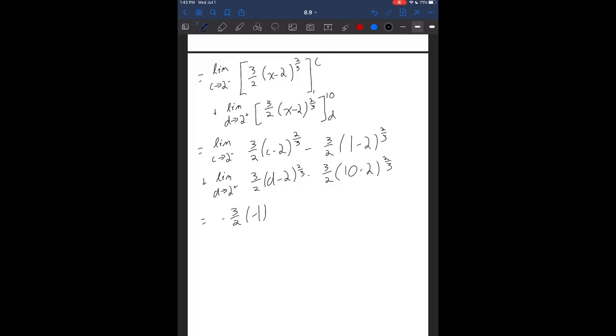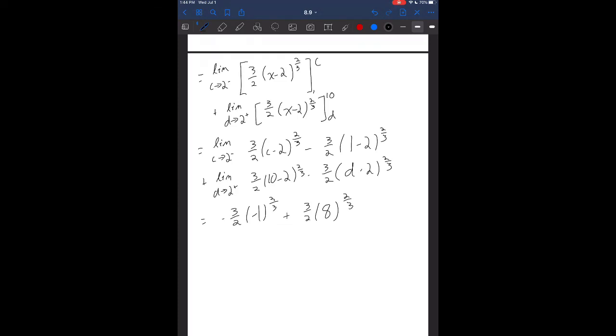So I have minus 3/2 of (negative 1) to the 2/3 minus 3/2 of 8 to the 2/3. Oh, and I actually have these switched by accident. So this should be a 10 in this one right here because 10 is my upper bound, and this one should be a d. All that does for this next part is it changes that from a negative to a positive. So 8 to the 2/3.